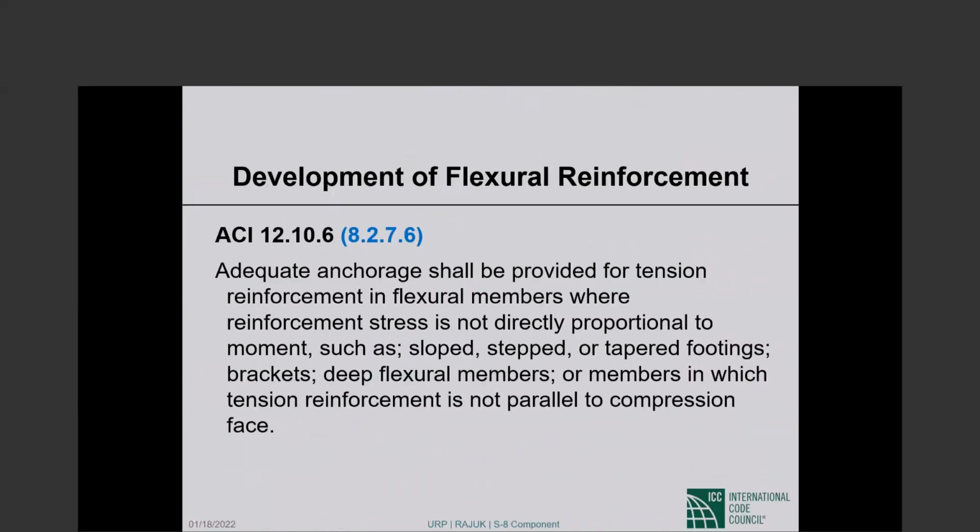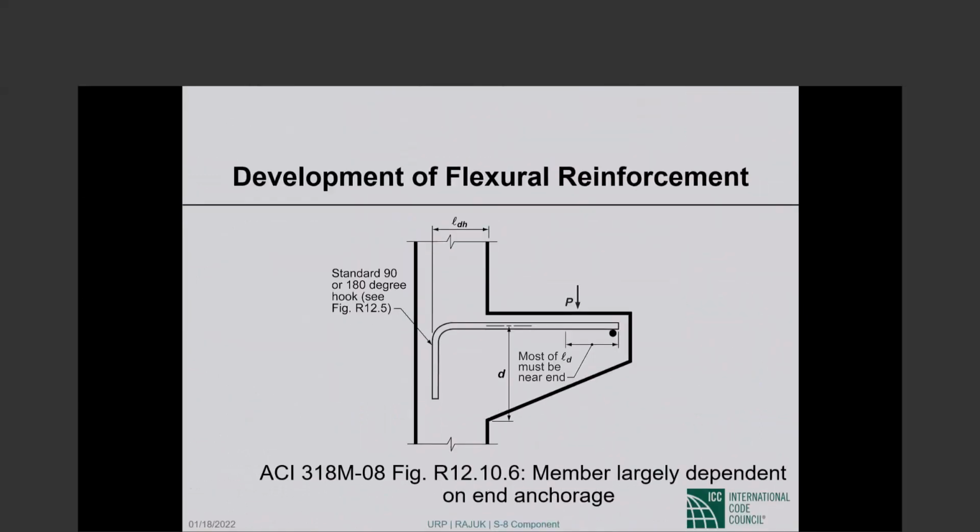Adequate anchorage shall be provided for tension reinforcement in flexural members where reinforcement stress is not directly proportional to moment, such as sloped, etc. This is a problematic area that is very difficult to provide definite guidance on. So let us take this bracket, corbel, whatever it is. This reinforcing bar, first of all, at this face has to be fully developed, and that would require L sub dh. This is a hooked bar.